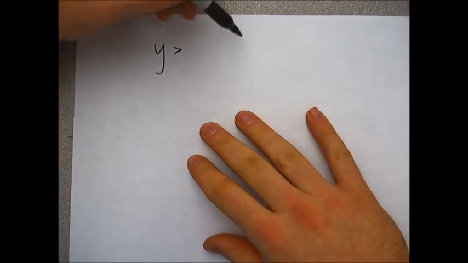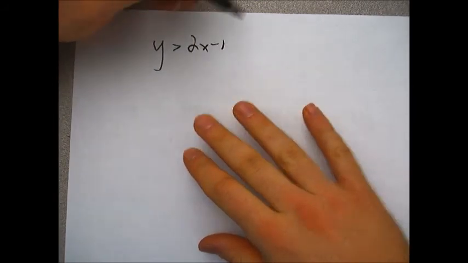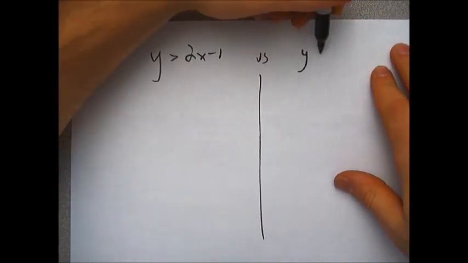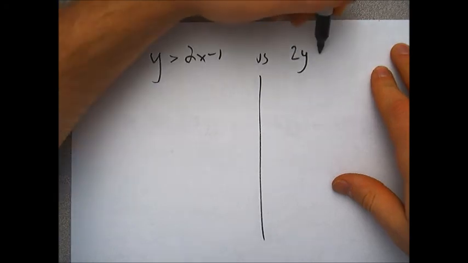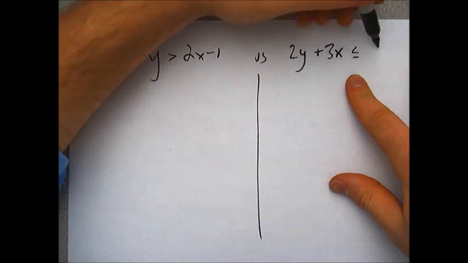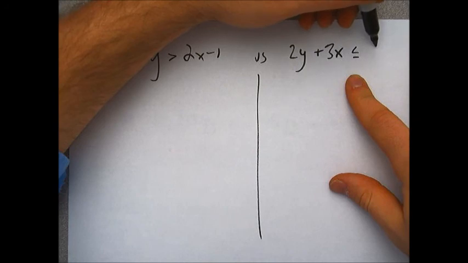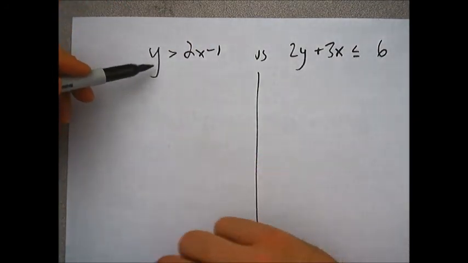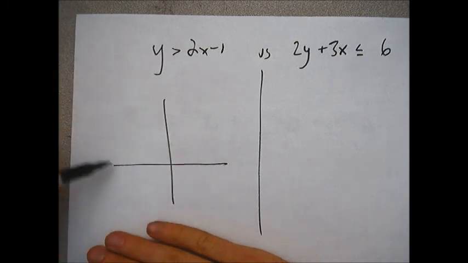Okay, our fourth problem is going to be an inequality graphing. So let's say we have y is greater than 2x minus 1, and let's compare this to 2y plus 3x, and we'll say that's less than or equal to 6. So for the first one, it's already solved for y, so we can go ahead and make our graph.